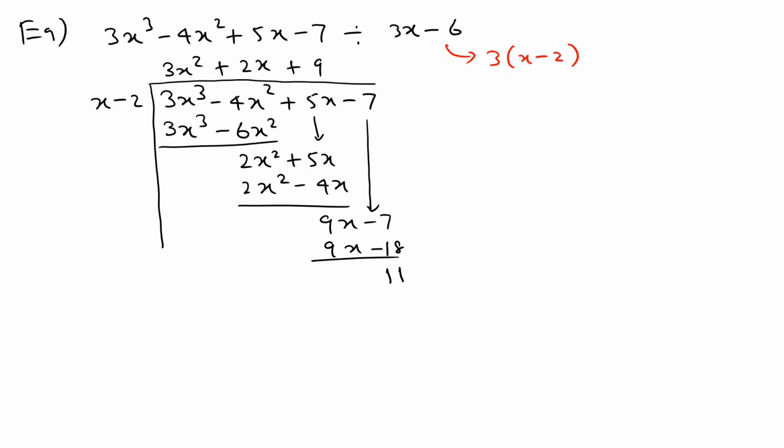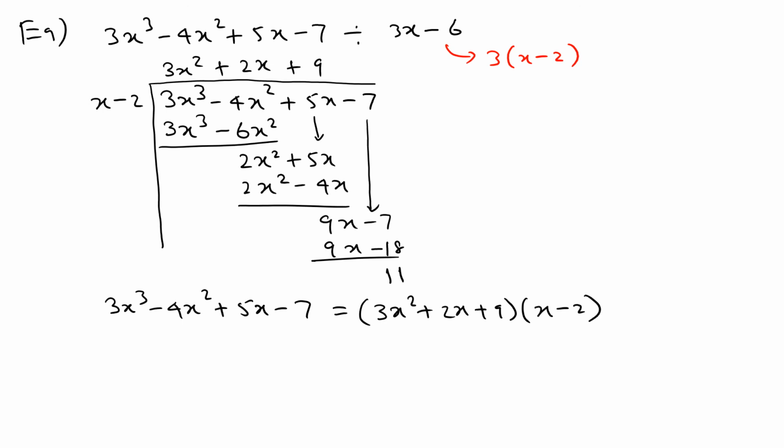Now what we can do, let's see the trick here. So we can write our problem like this. So what we have, 3x cubed minus 4x squared plus 5x minus 7. So you get the quotient 3x squared plus 2x plus 9 times x minus 2. When you divide, that's what you get, and the remainder is 11.